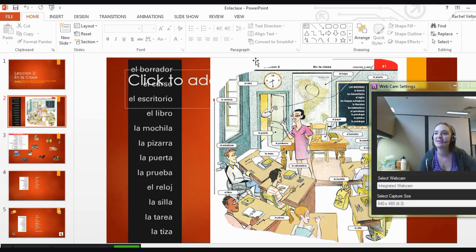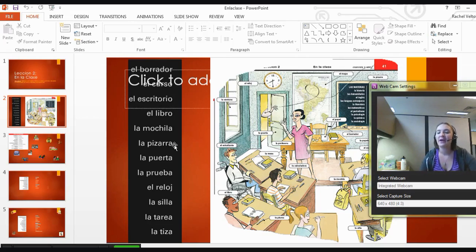The next word down is el escritorio, and as you can see, you have examples of desks, escritorios, but generally, escritorio is going to be the larger teacher's desk. Think about a desk that you might have at your home to do homework on. The fourth word down, el libro. This one might be a review for you. This is a book. Next you have la mochila. This one is your backpack.